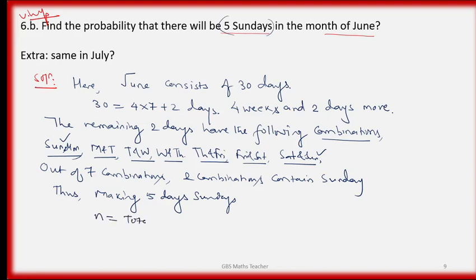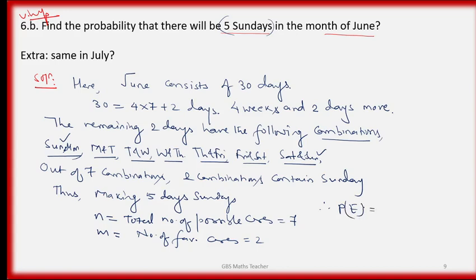n equals the total number of possible cases, which equals 7, and m equals the number of favorable cases, which is 2 combinations. Therefore, the probability of getting 5 Sundays equals m over n equals 2 over 7.